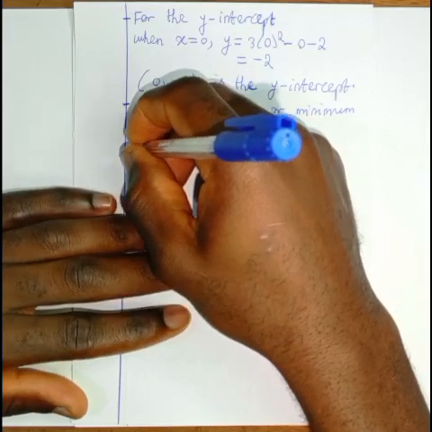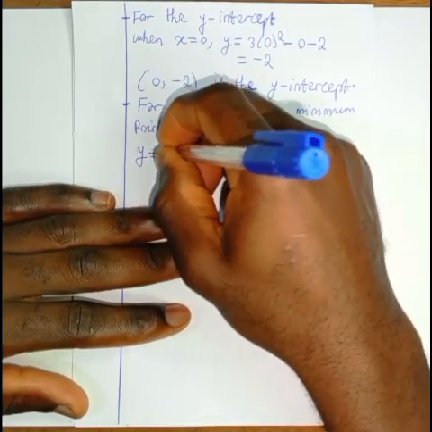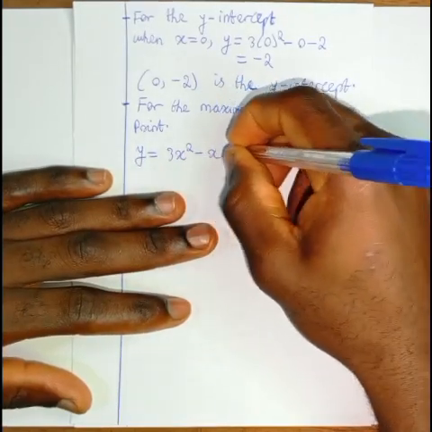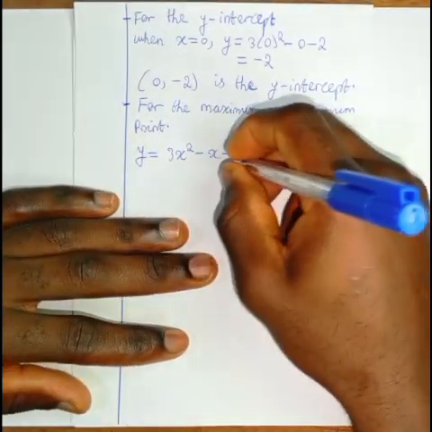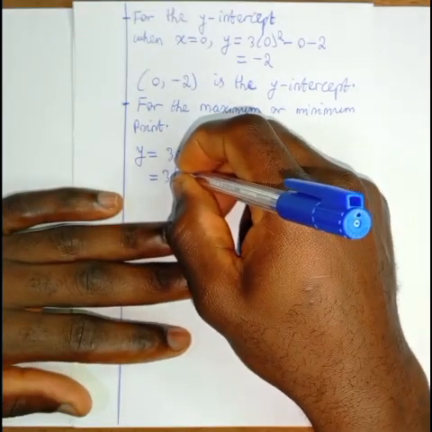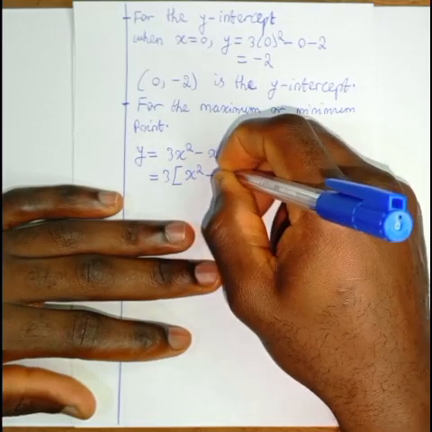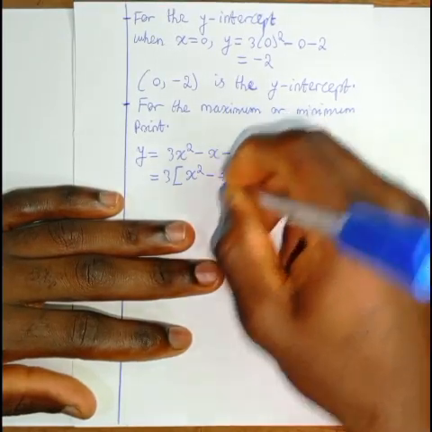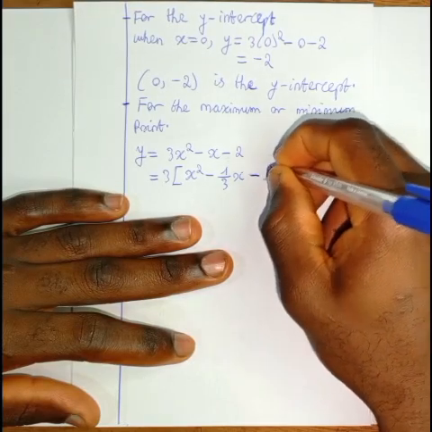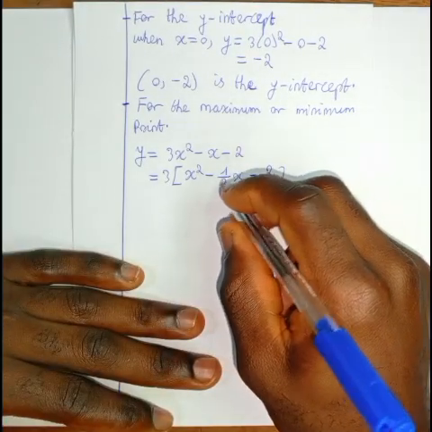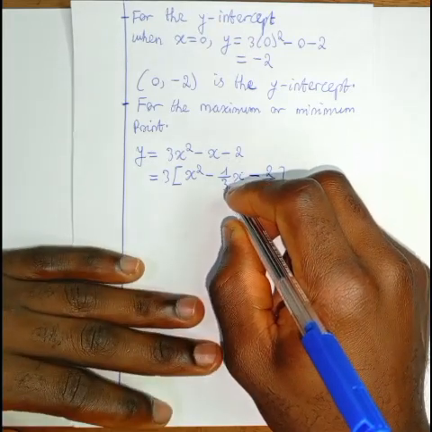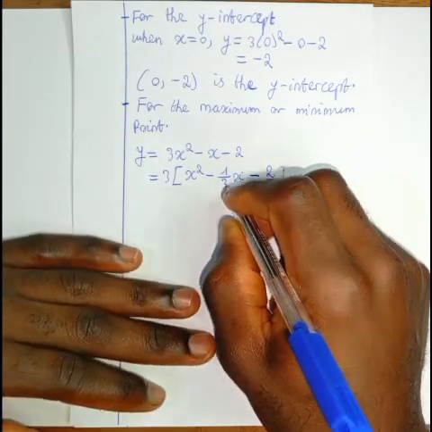We are going to make use of our method of completing the squares. We have y equal to 3x squared minus x minus 2. First thing, we are going to factor out 3, which is the coefficient of x squared. We have x squared minus 1/3 x minus 2/3. Looking at this, the coefficient of x is negative 1/3, and half of negative 1/3 is simply negative 1/6.